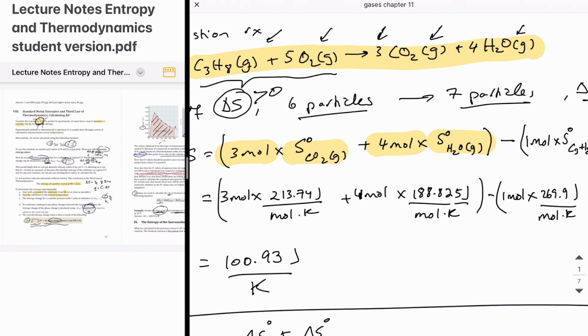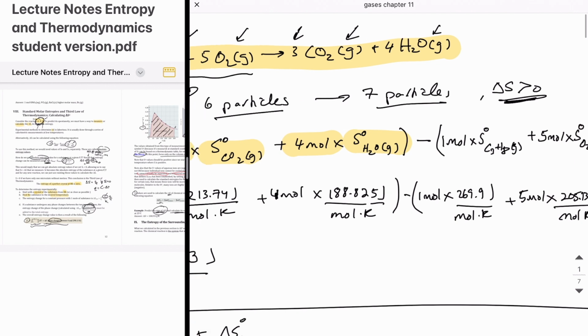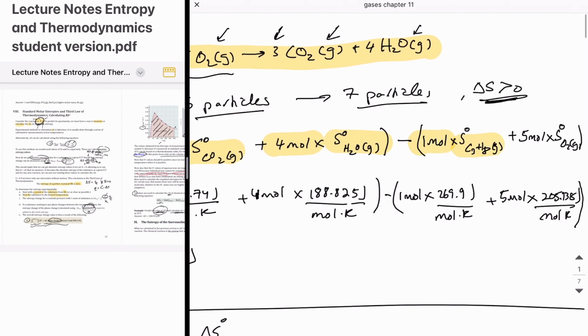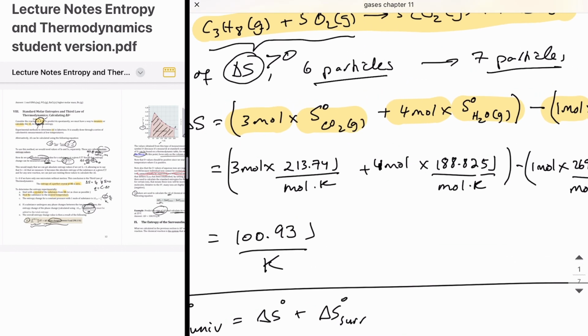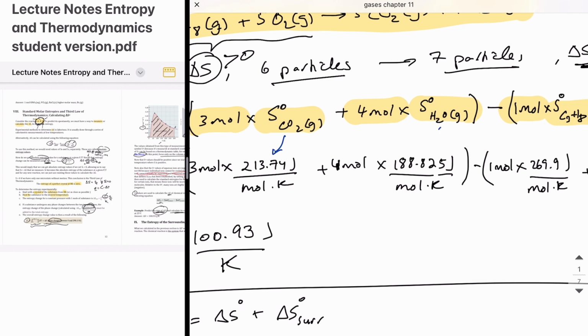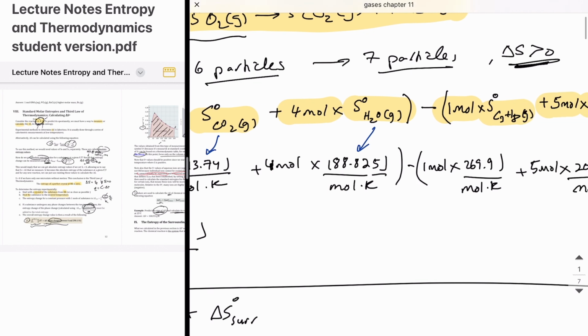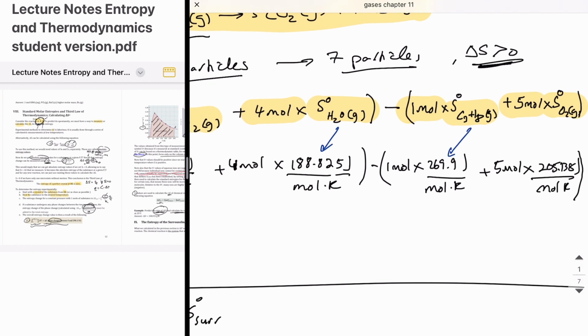That's because those both are the products. Minus, now we're going to go back to the reactant side, 1 mole times the absolute entropy of C3H8, which is called propane, and then 5 moles times the absolute entropy of oxygen gas. To get those numbers, I go back to that table I was showing you earlier. I'm not going to actually go back and find this. I already found the numbers here. For CO2 in the gas state, the absolute entropy value is 213.74 joules per mole Kelvin. For water gas, it's 188.825. For propane, it's 269.9.